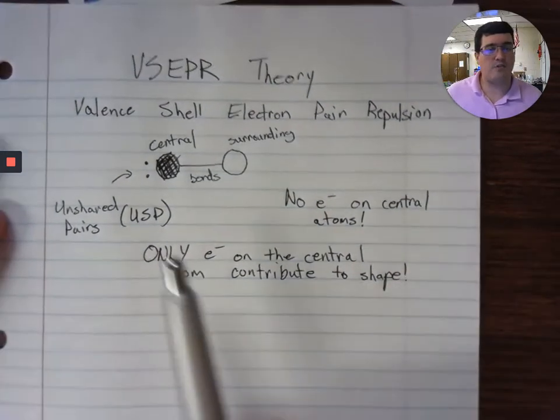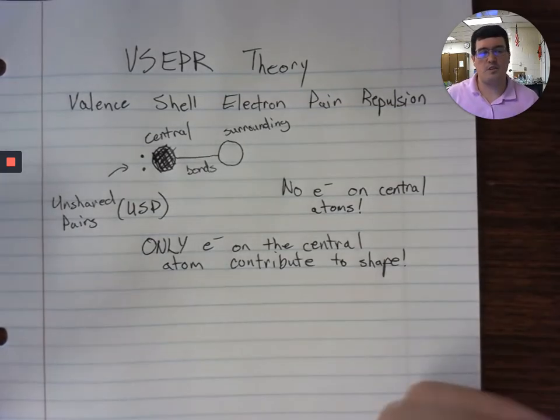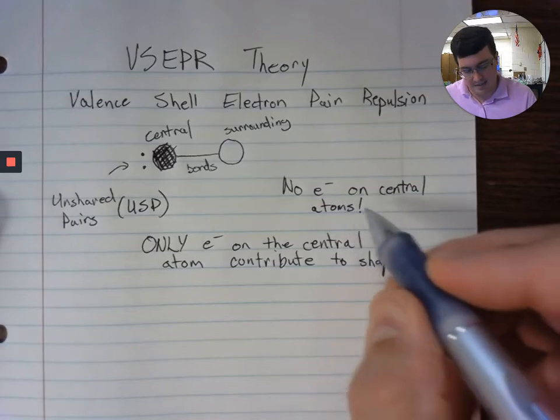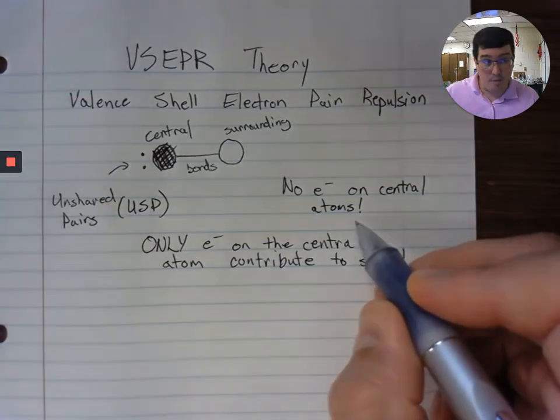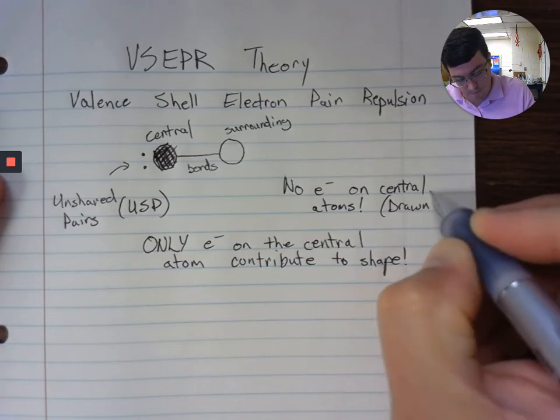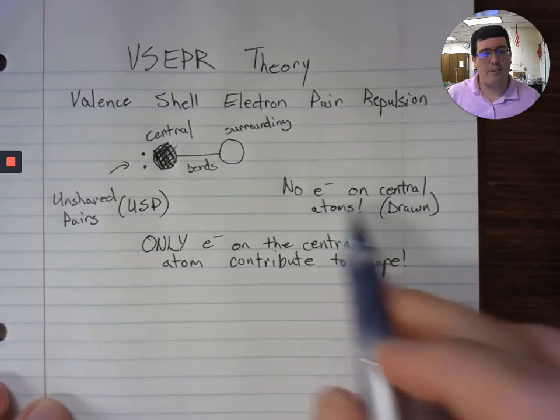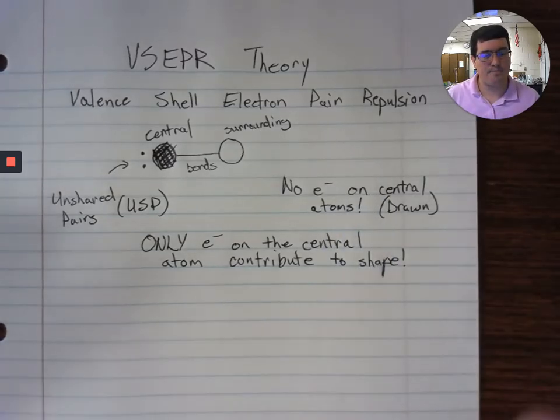So only the bonded atoms around the central atom are going to contribute to the shape of the molecule, so they're the only ones that we need to worry about. I should say this, no unshared electrons on the central atom. There might be electrons there, but we just don't draw them. Right, so it's sort of drawn in there, right? We'll worry about those electrons at a different time.